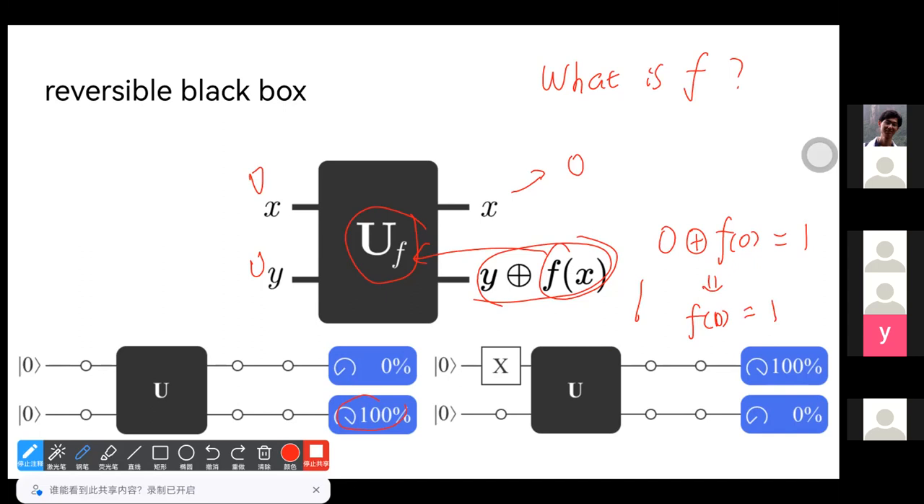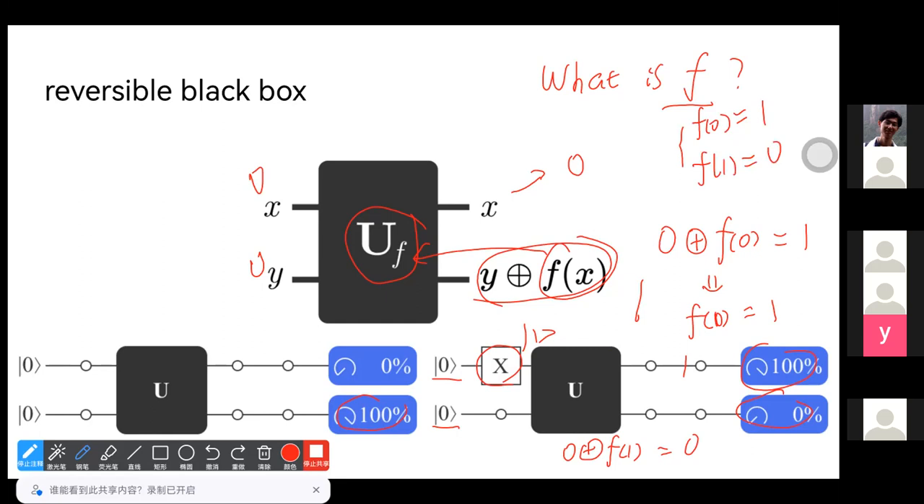For the other part, you put an X gate on the zero state and you will get the one state. This measurement tells us that x is one and y is still zero. So zero tensor product with f(1) equals zero. So these two measurements will tell us what f is. f means that f(0) is one and f(1) is zero. Okay. Let's proceed.